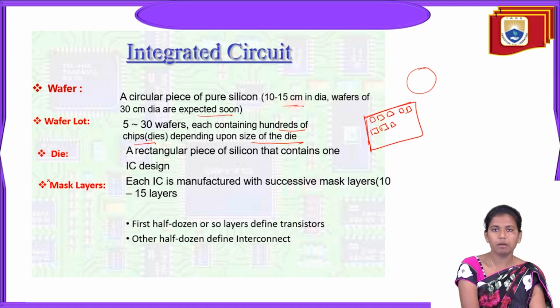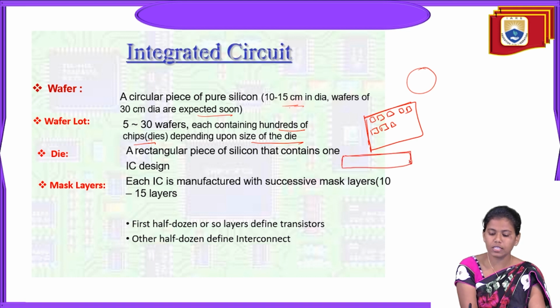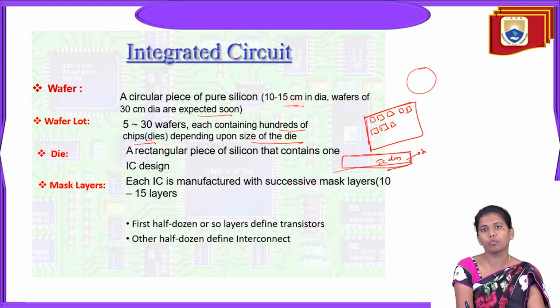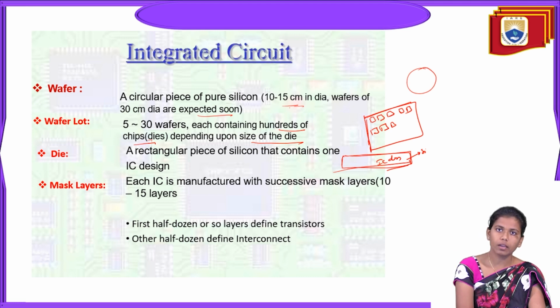Okay, and then coming to the die. What is this die? A rectangular piece of silicon that contains one IC design. So this is a die. This is a silicon chip, where it contains one IC design. So this is an IC where this IC consists of the wafers, and in wafers we can see hundreds of chips which are incorporated onto it. So these are interrelated to each other: die, wafer lot, and wafer.